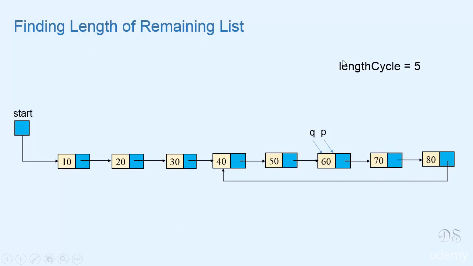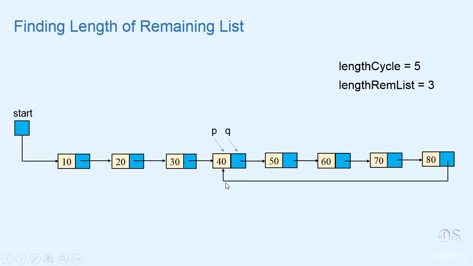not in the cycle. For this, we'll let this pointer Q stay at this node, and we'll take this pointer P to the first node of the list. Now we'll move both these pointers one node at a time till they meet. So the number of times they move before meeting will give us the length of the remaining list. So let's move them.